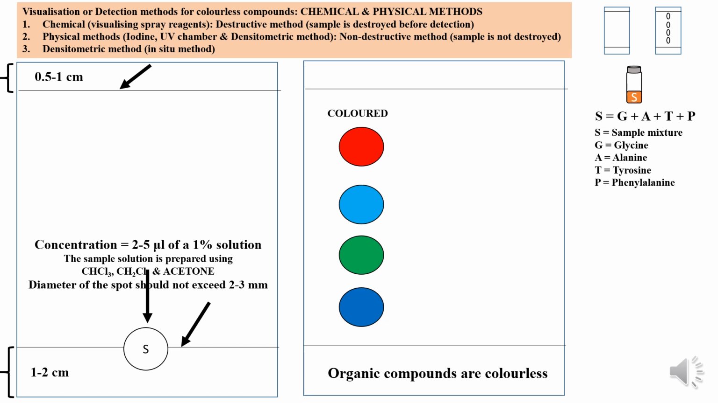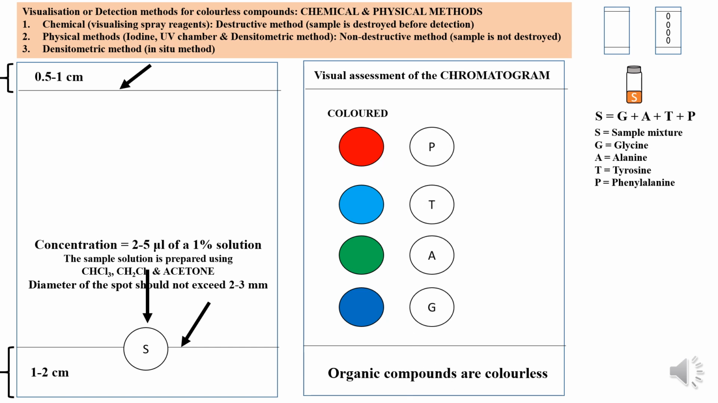Now if the components that are being separated are colored, life is made easier for the person who is carrying out the separation by TLC technique, as the visual assessment of the chromatogram is easier and the RF values can be calculated immediately. So very few compounds are colored. They have the natural color of their own.